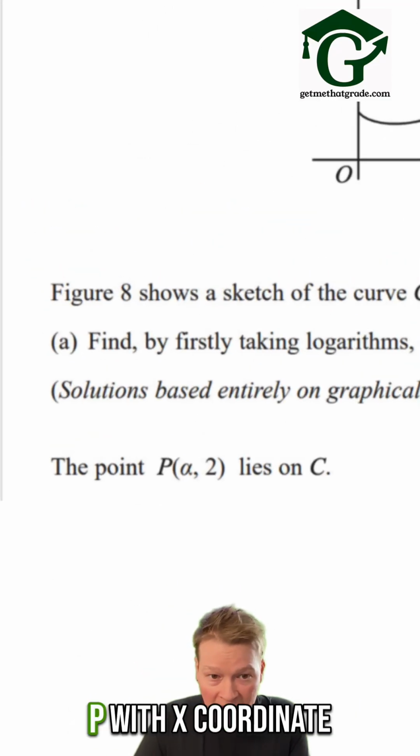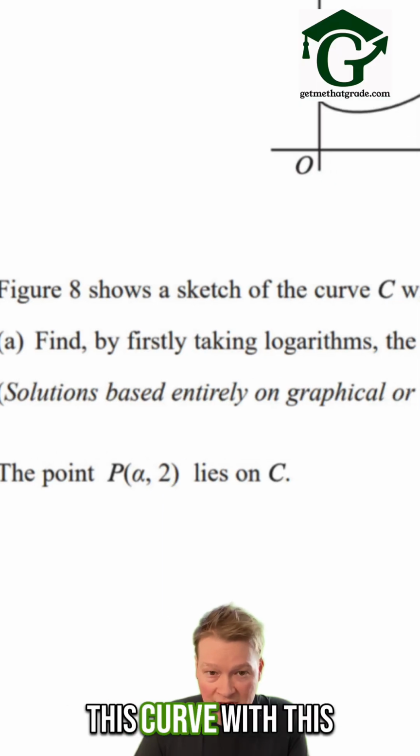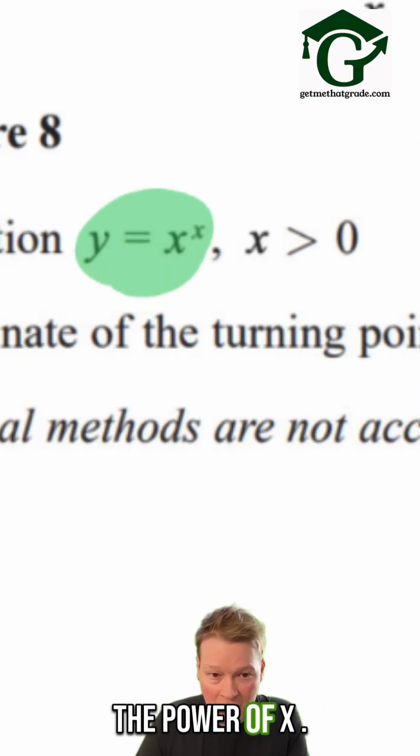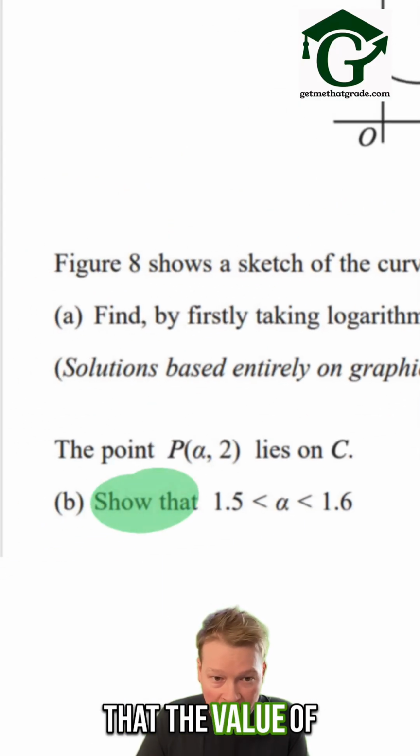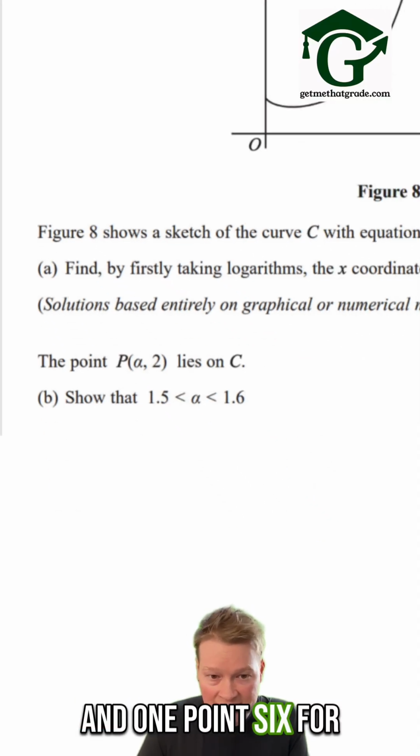Next it says the point P with x-coordinate alpha and y-coordinate 2 lies somewhere on this curve with this equation, y equals x to the power of x. We're asked to show that the value of alpha, the x-coordinate of P, lies between 1.5 and 1.6, for 2 marks.